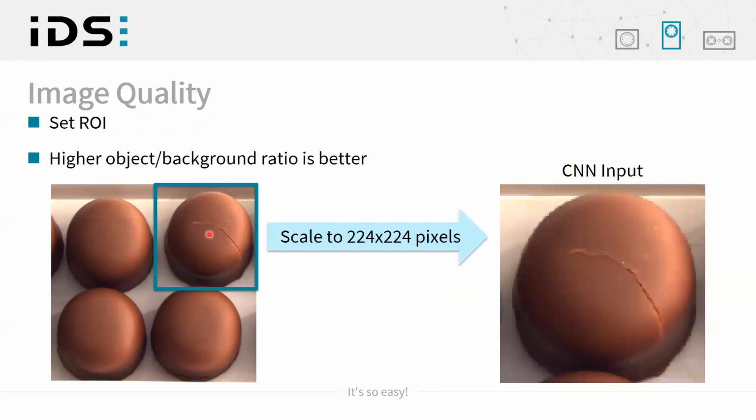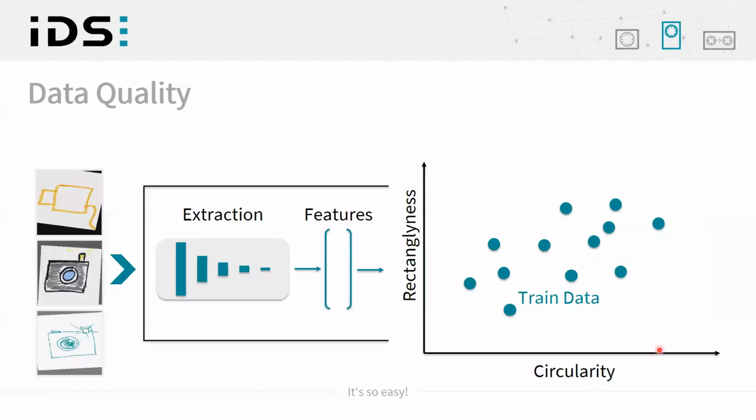So it's much better to set the right area of interest to get only one object and label this one object as faulty. Of course, you'll also have a better resolution on the actual feature you'd like to detect. So summarizing, it's always better to get a higher object to background ratio. The higher the object to background ratio, the less data you'll need to train the network, and the higher the accuracy will be.